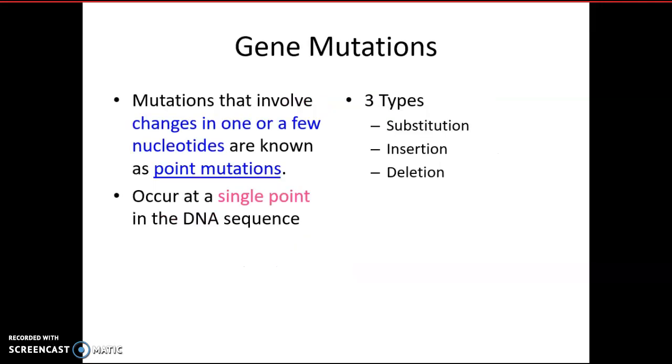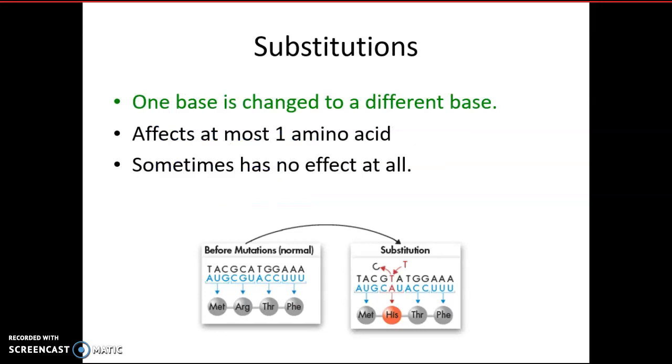Now there are three different types of mutations that we're going to talk about today. We have substitution, insertion, and deletion. And one of those, substitution, is known as a point mutation. And point mutations involve only one or a few nucleotides, and they occur at a single point in the DNA sequence. Now, substitution mutations are much less invasive than insertion and deletion mutations, and here's why.